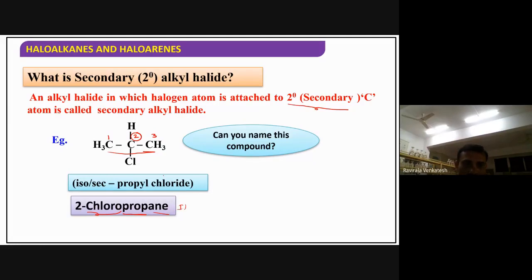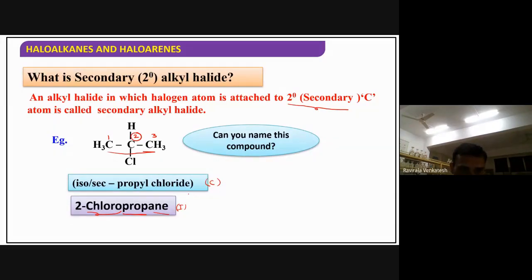Very simple. On the second carbon, chlorine, so 2-chloro. Total number of carbons 3, prop. Between the carbons, single bond, ane. 2-chloropropane. Now the IUPAC nomenclature is completed. Now let me take the common nomenclature.